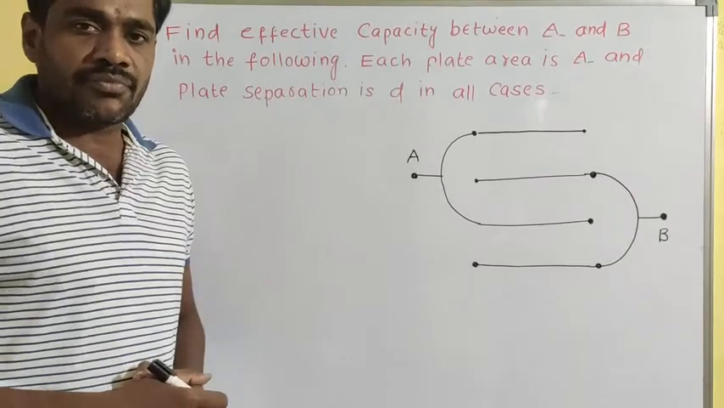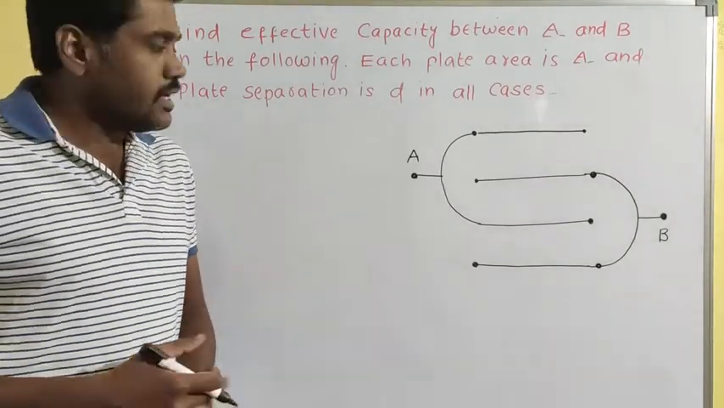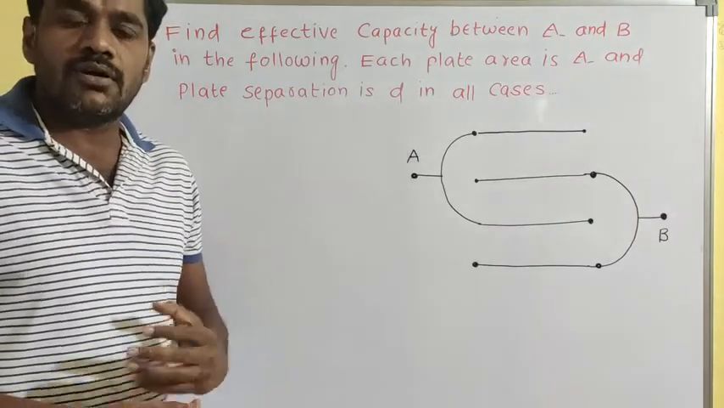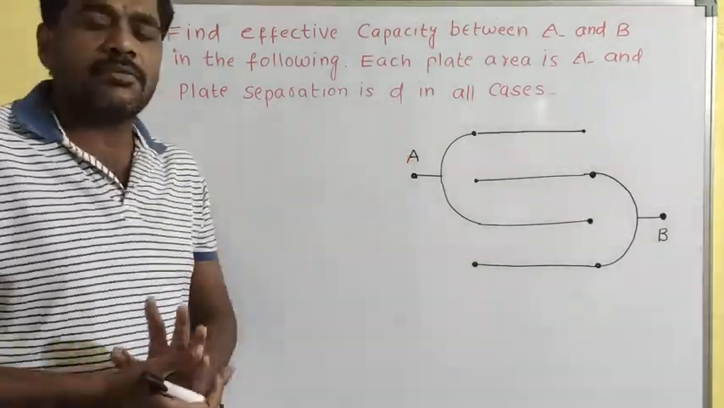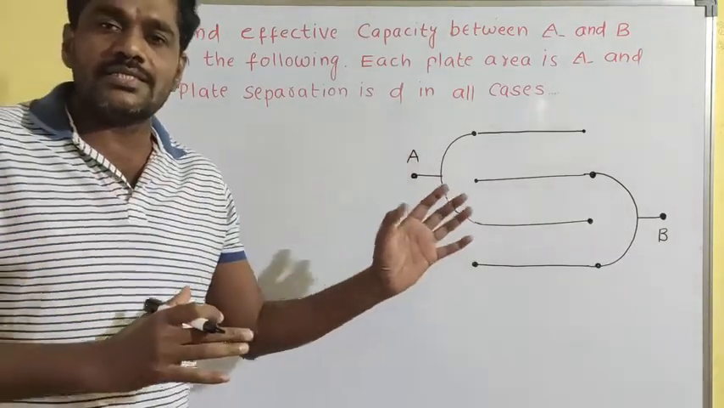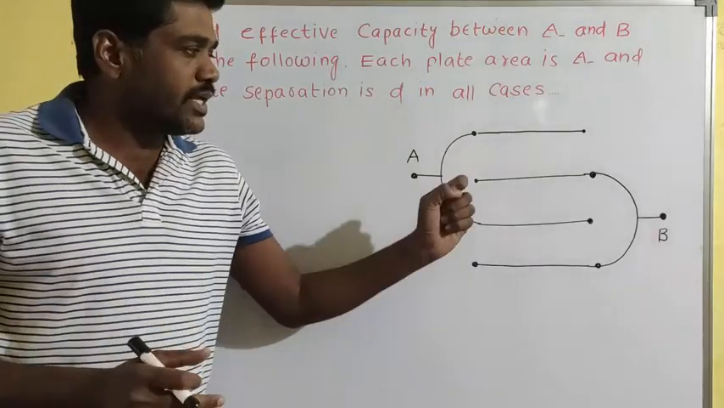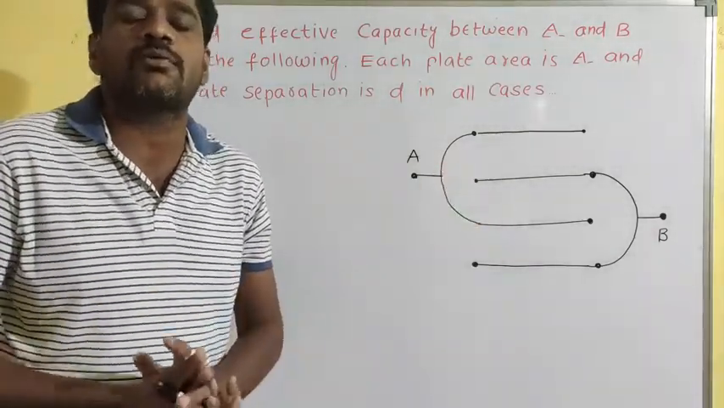Good evening everyone. Along with the discussion we are having in the regular classes, this may be helpful to discuss effective capacity between points A and B. This is one of the important models. We feel it is difficult, but it is very easy. I will give you one trick, and from that trick you can solve these types of problems.